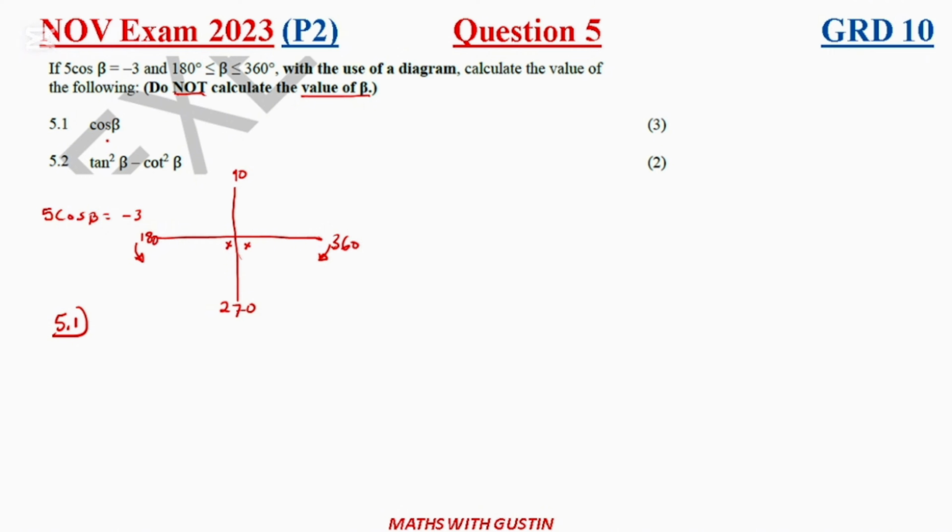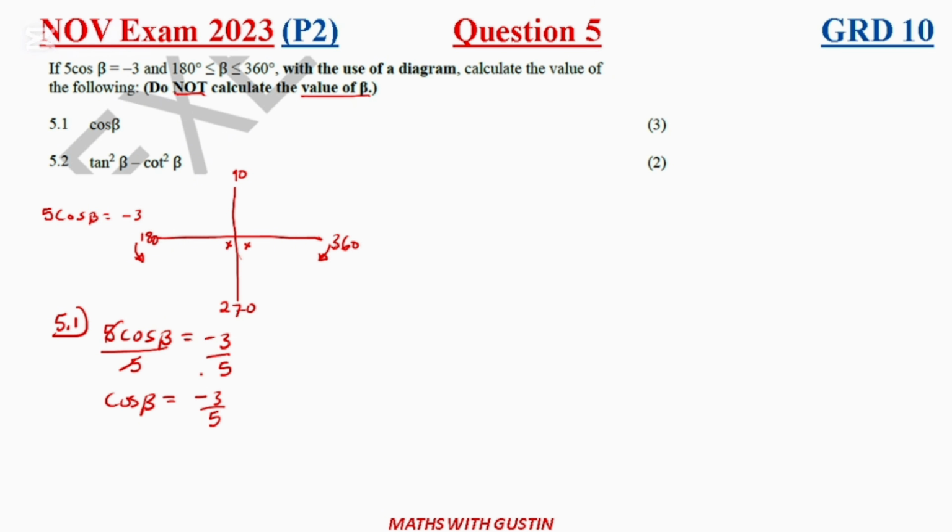It says here we need to find cos beta. All right, they give us 3 marks. So what we're given here is 5 cos beta is equal to minus 3. So the best thing to do is just divide by 5 on both sides. 5 and 5 would cancel out, then you're going to be left with cos beta, which is equal to negative 3 over 5.